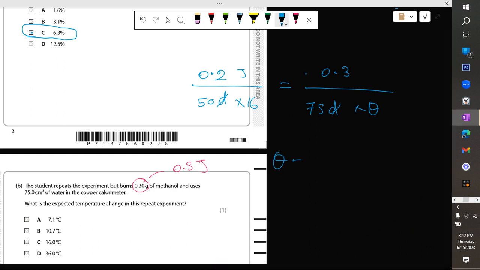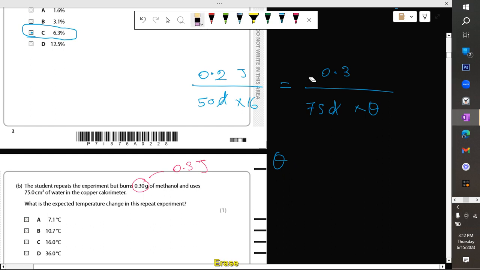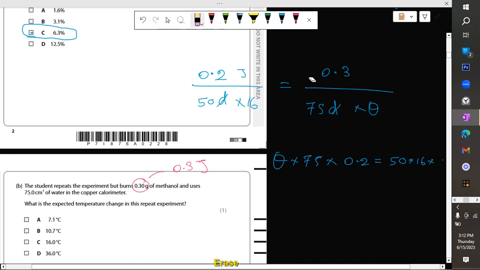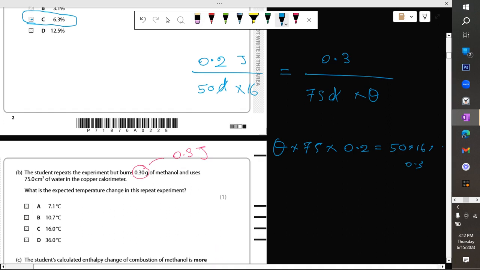Theta times 75 times 0.2 equals 50 times 16 times 0.3. Theta equals 50 times 16 times 0.3 divided by 0.2 times 75.